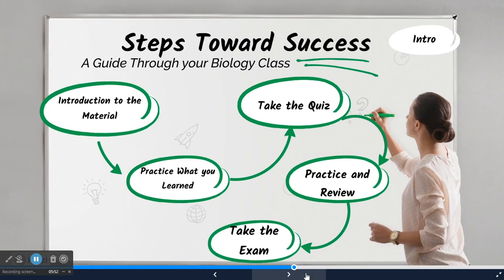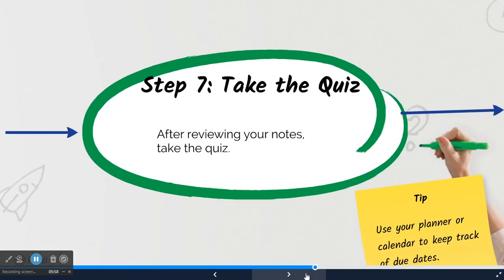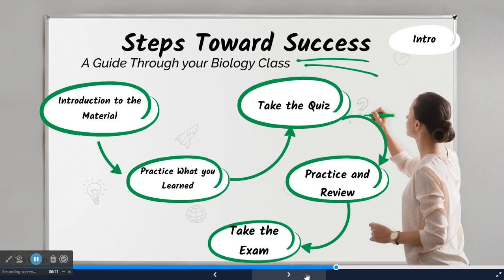Once you've practiced, it's time to take your quiz. Our biology class has a weekly lecture quiz. So again, after you review, make sure you take that quiz, do your best. Again, use your planner and calendar to help you keep track of due dates for when these quizzes are due. Your next step is going to be practice and review.